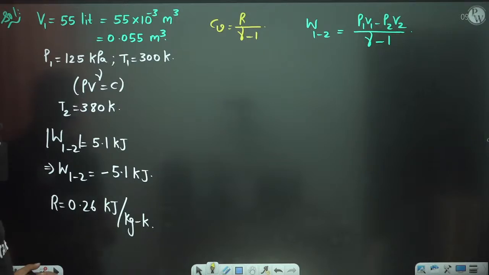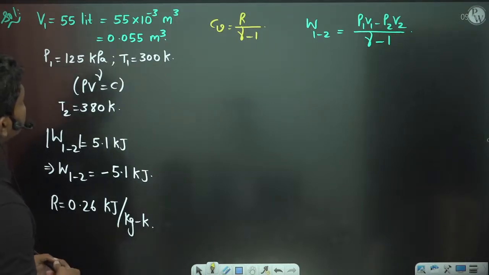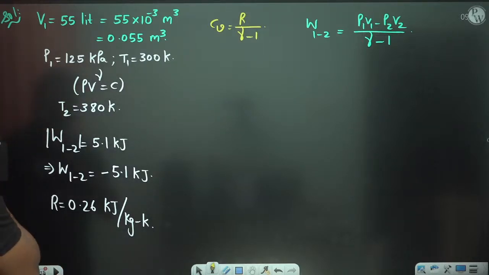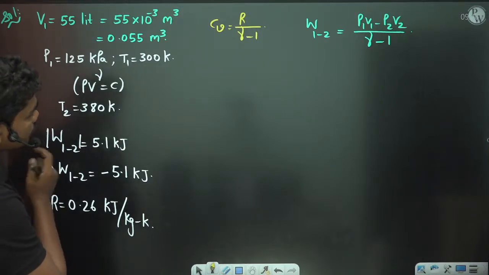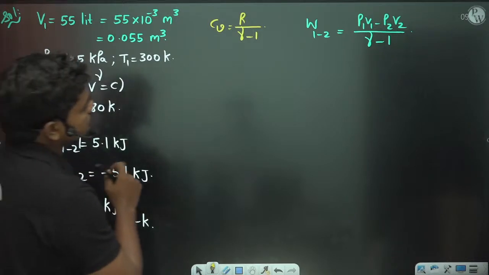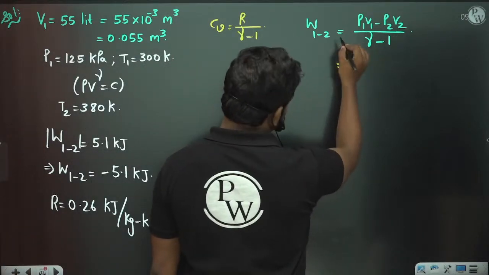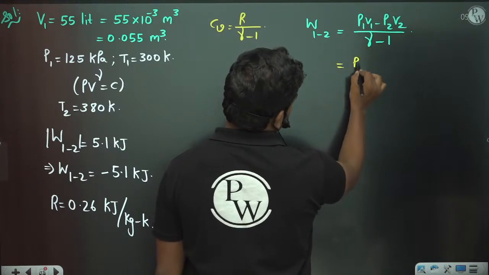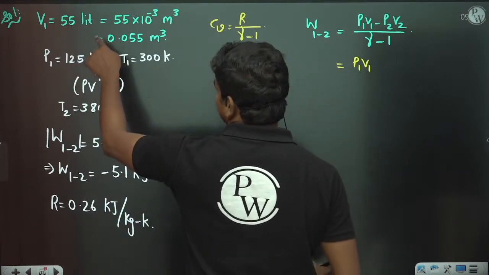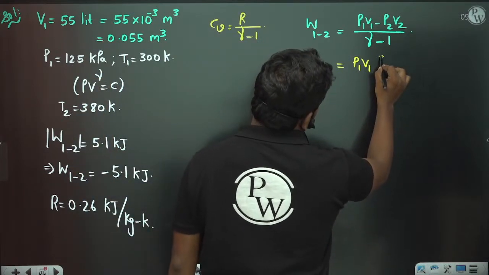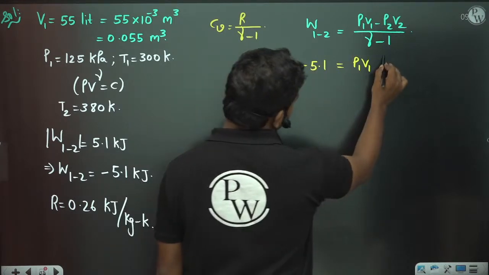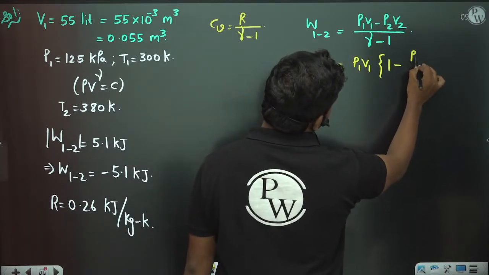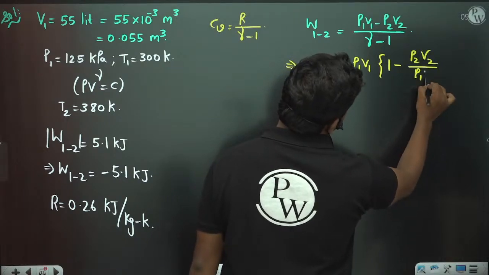Pressure, volume and temperature are given. So P, T, V is given. So you know the mass. If you know mass, then what we can do? PV power gamma is equal to constant. We have to calculate this value of gamma. Any idea how we can calculate the gamma? Because V2 is not known, but temperatures are known, correct? So we'll do one thing. If you take P1 V1 out, because P1 and V1 are known to you, minus 5.1 is equal to P1 V1 times 1 minus P2 V2 by P1 V1, divided by gamma minus 1.